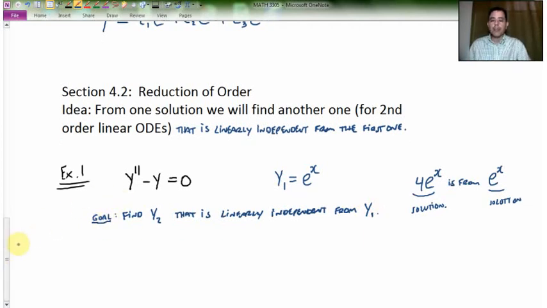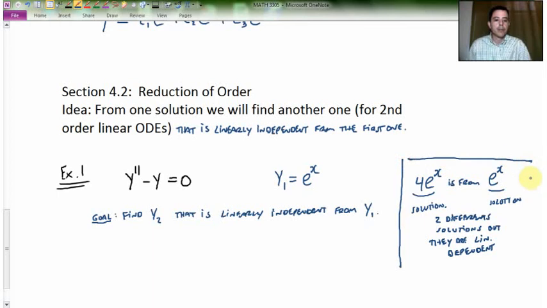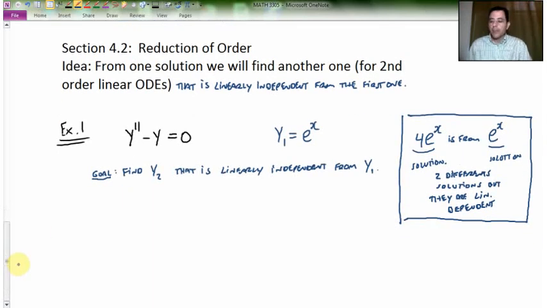So let me just write here two solutions, two different solutions, but they are linearly dependent for this one here. So that's why this doesn't help much. So how do we find that?